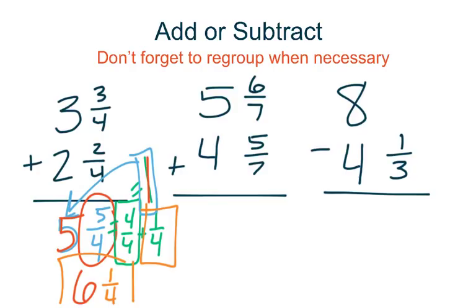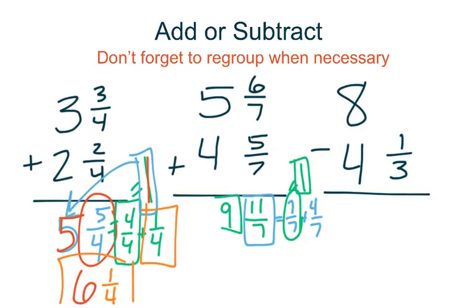Go ahead and add 5 6/7 plus 4 5/7, and don't forget to regroup. When we add, we end up with 9 11/7, but we can't leave it like that because our 11/7 is a fraction greater than 1. So we need to pull out our whole of 7/7, and then 7 plus 4 gives me 11. And I know that this 7/7 is equal to 1 whole, so I'm going to add my 1 whole to my 9, and I'm left with 10 wholes, and then I can't forget about my fraction of 4/7, so I bring that down.